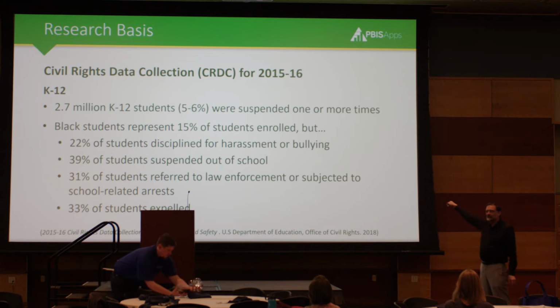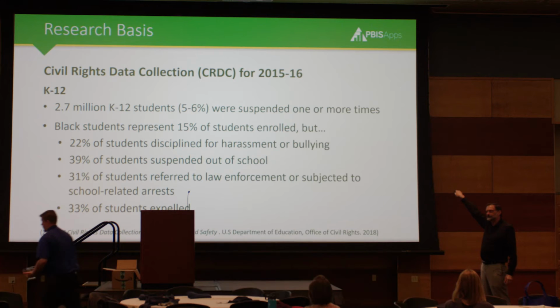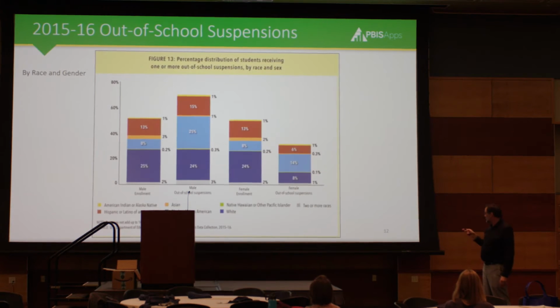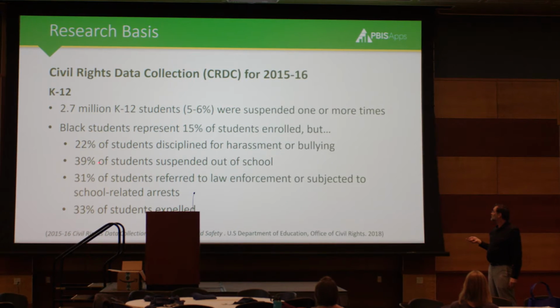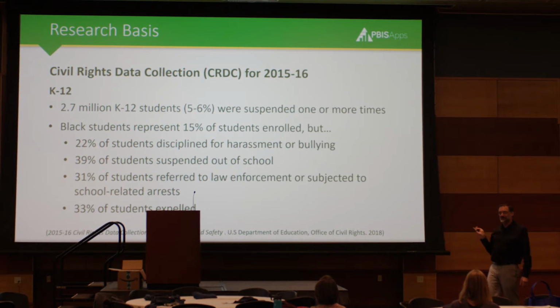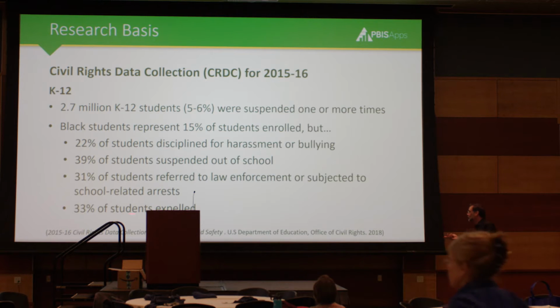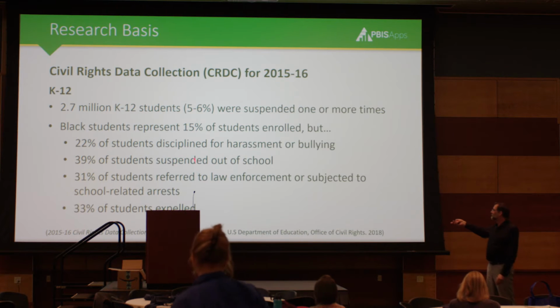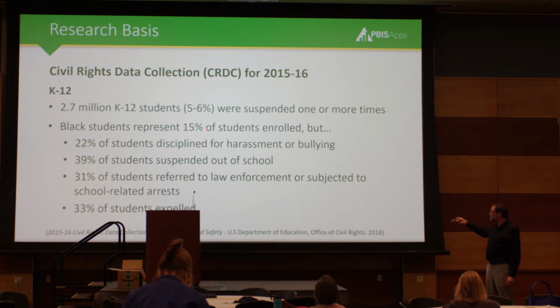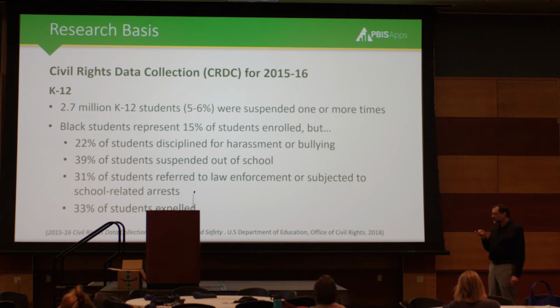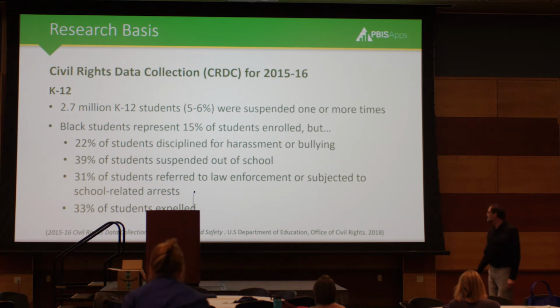But look at 15% of the population in that was African American. But 22% of the students suspended for harassment or bullying, 39% of those suspended out of school, 31% of the students that were referred to law enforcement or subject to a school-related arrest, or 33% of those who were expelled, were African American. 15% compared to those numbers. It is not equitable in all cases.